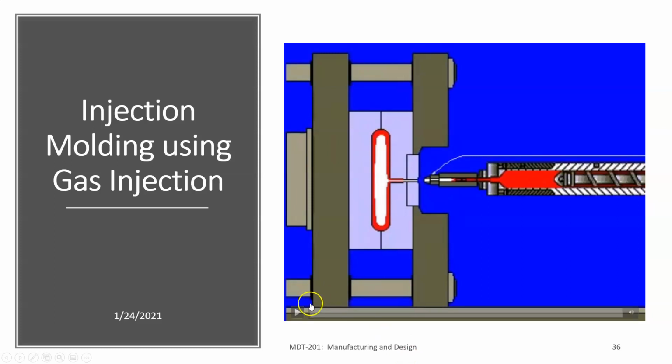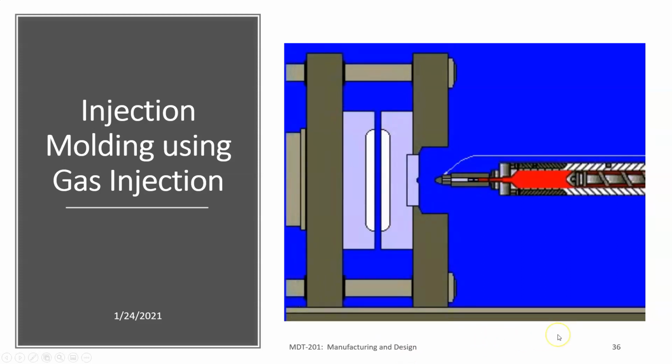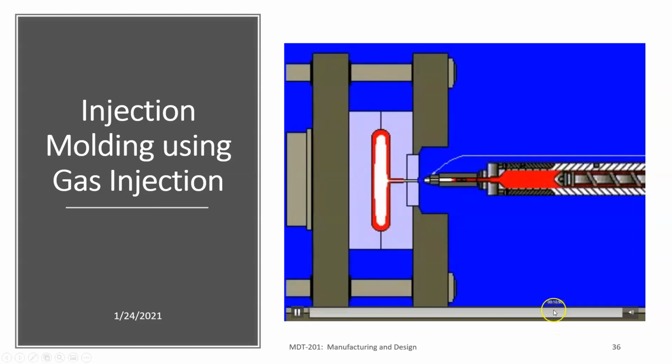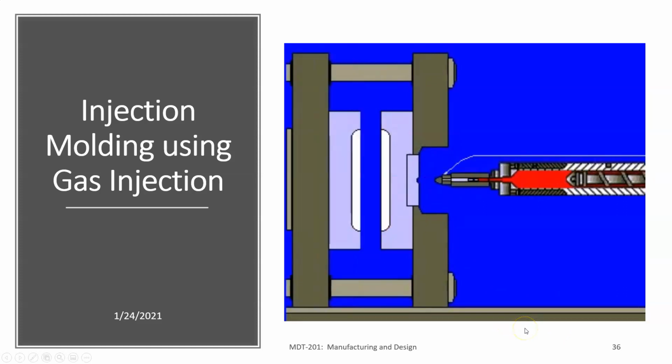Okay, let's look at that one more time. So the molds close, the plastic is injected, and then we inject a gas after that to fill the mold and to push the plastic to the outside, to the perimeters.